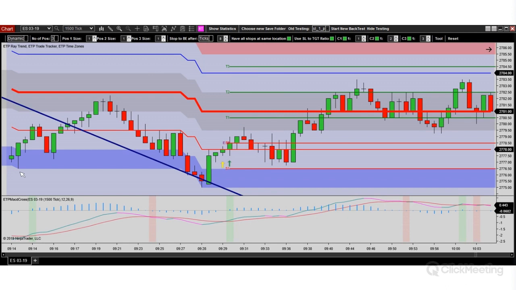And last, obviously, but not least, once our target 1 is hit, we move our stop loss to break even to protect open position profit. Do you guys have any questions about a long trade? And then we're going to move on to the perfect short trade, okay?